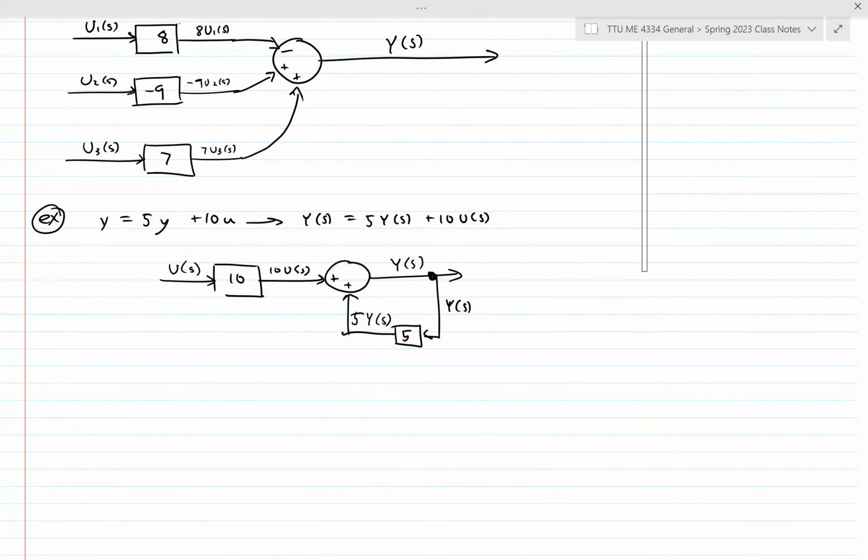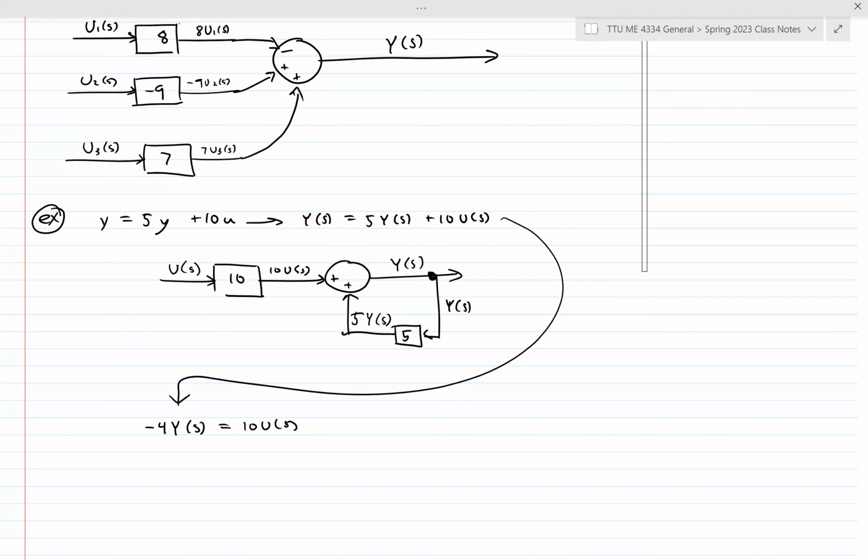All right, what's the other way that we can represent this? Somebody online is already kind of getting towards that. So yeah, I think that's what somebody had online, right? So we move -5Y of S over to the left side, we get -4Y of S is equal to 10U of S.